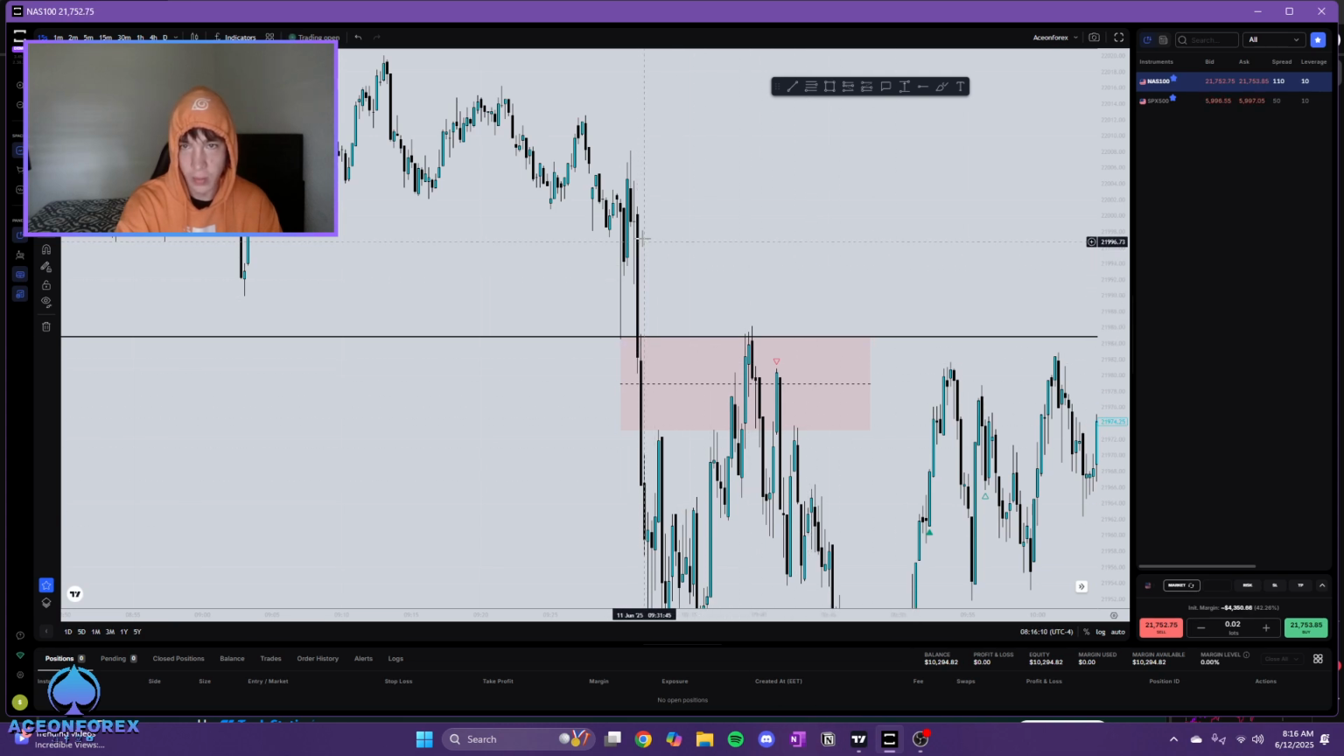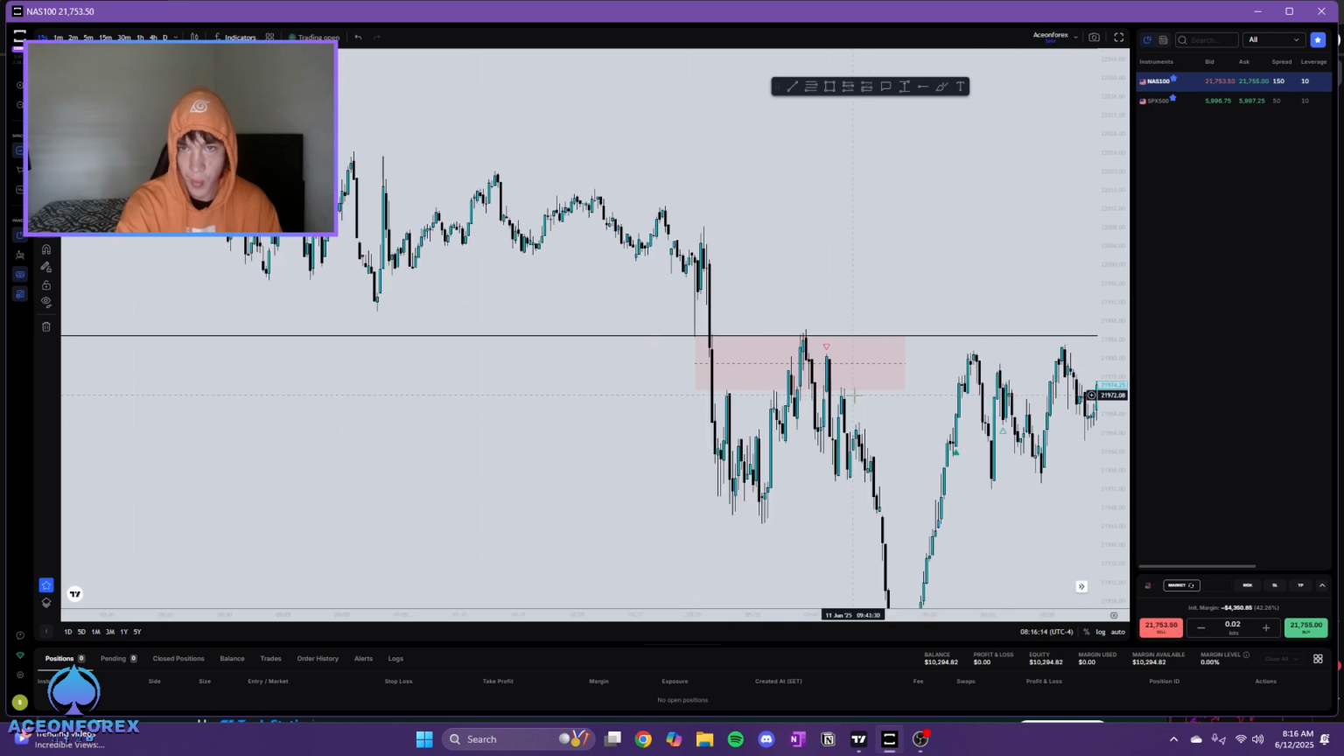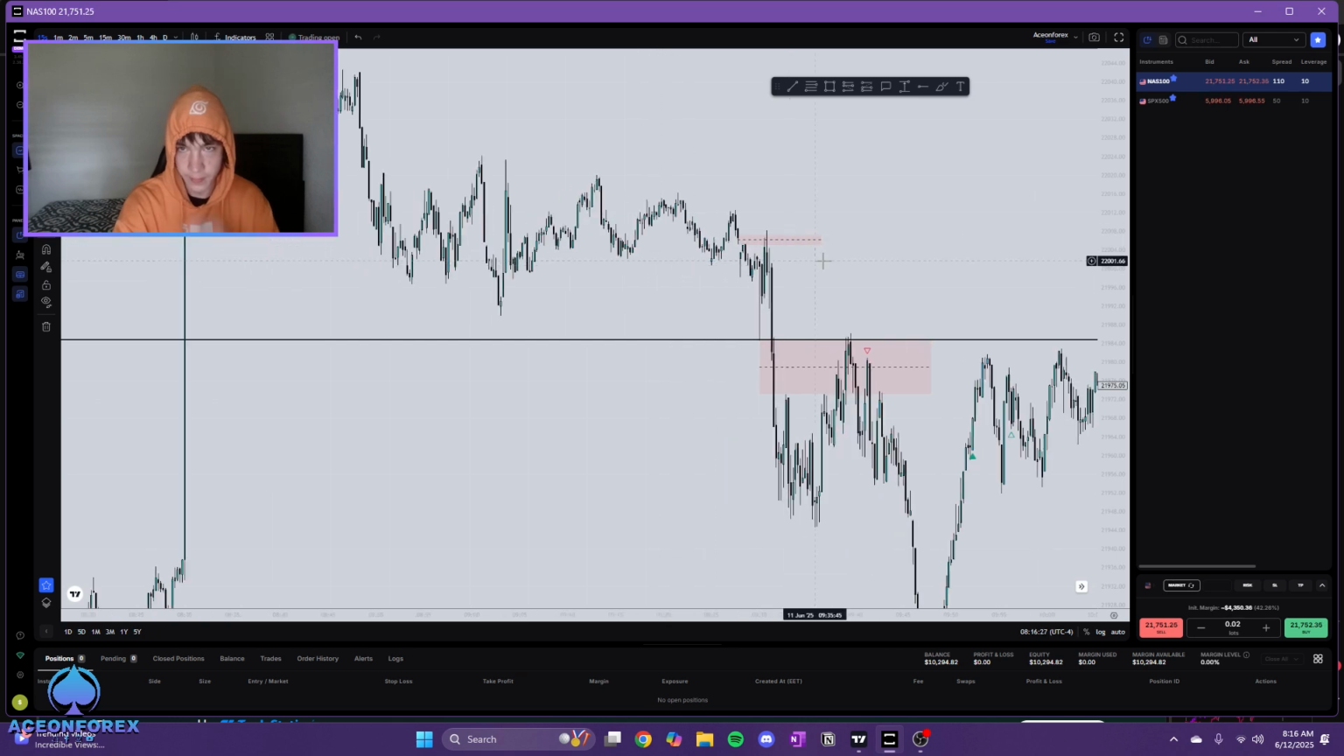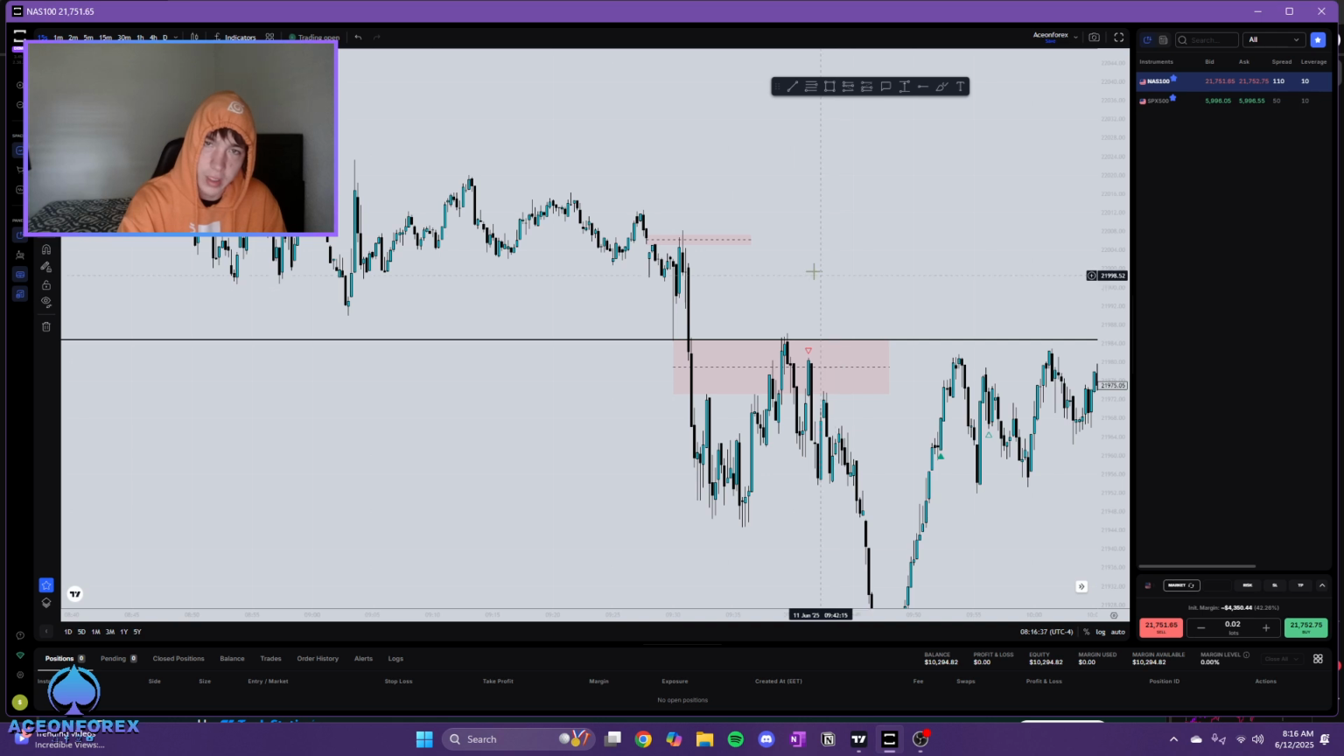So this is that 1 minute candle that displaced lower. Up in here is where I kind of wanted to look for a short. I noticed we were trading off of this. And as price was ticking up into here, I'm like, yo, go short, go short, go short. I'm like, no, we can't.